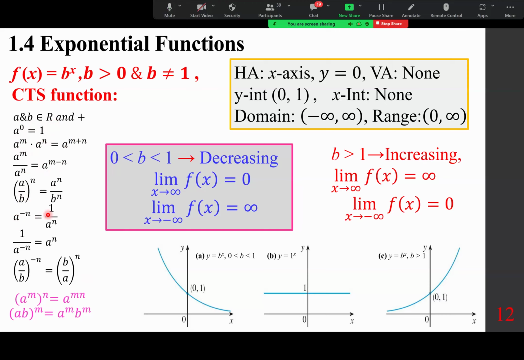All these three are negative exponential rules. Take a look. You have a negative exponent, just move it down, bring it up, bring it down, and if it's a over b, flip it over. And this is the power rule. A to the power of m to the power of n is a to the power of m times n. I'm assuming you know that. So these are important for everybody to know.